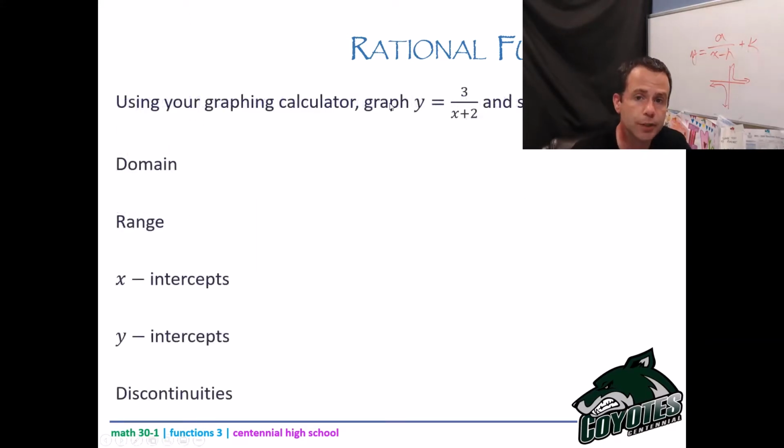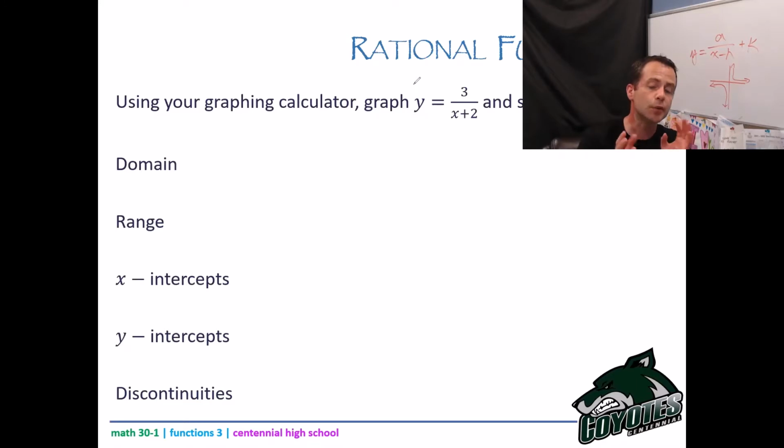All right, so using your graphing calculator, graph y equals 3 over x plus 2, sorry. Now, I know I've said this in other rational conversations, but just for clarification, if you have a newer Casio model or a newer TI model, you want to open up your fraction first so that you can put 3 on top and x plus 2 on the bottom.